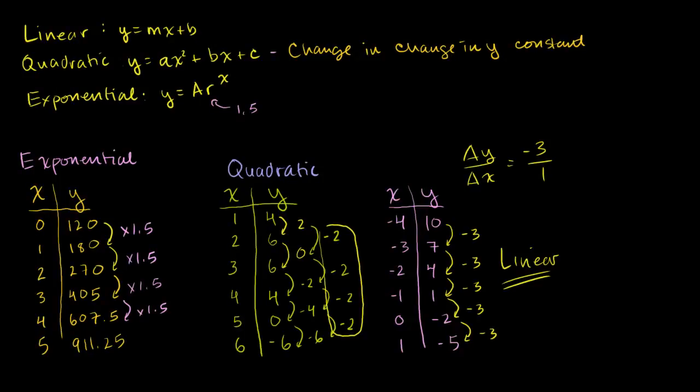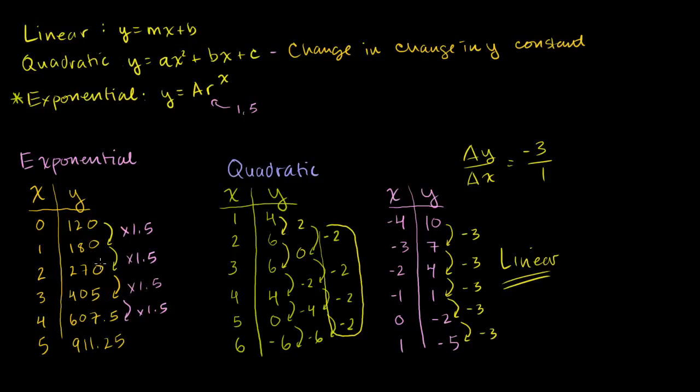Two videos ago, I told you that when you're dealing with an exponential function, when you increase x by a constant amount, the y values will increase by a constant factor. When we increased x from 0 to 1, we increased y by a factor of 1.5. We multiplied 1.5 times 120 to get 180. When we increased x by 1 again, once again, y increased by a factor of 1.5. We multiplied 1.5 times 180.